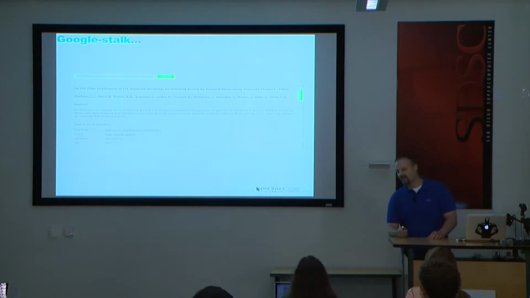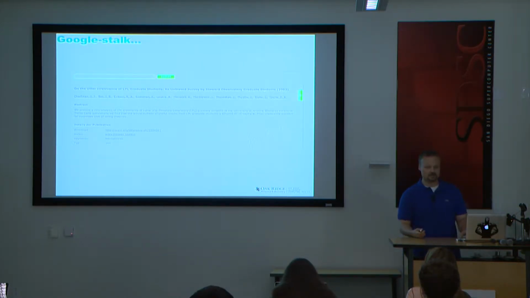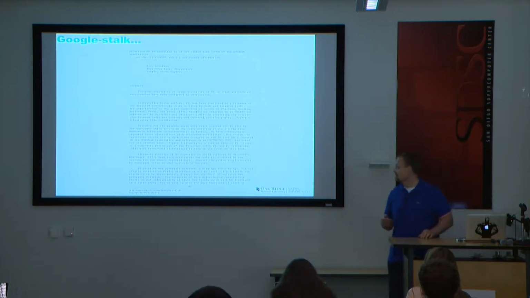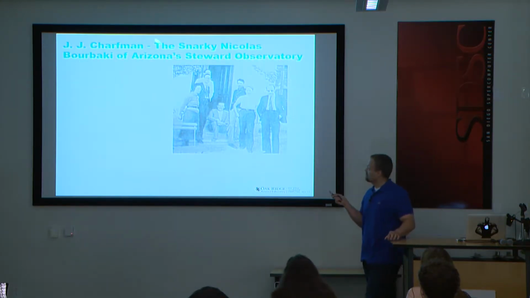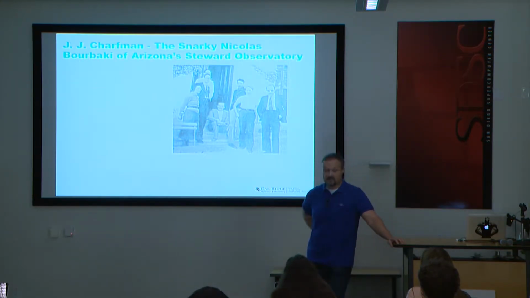So at this point, as entertained as I am by the idea of J.J. Charfman, I'm starting to get a bit suspicious. So I went ahead and asked some people, and my suspicions were confirmed, that in fact, J.J. Charfman is what you might call the snarky Nicolas Bourbaki of Arizona Stewart Observatory. Anybody heard of Nicolas Bourbaki?